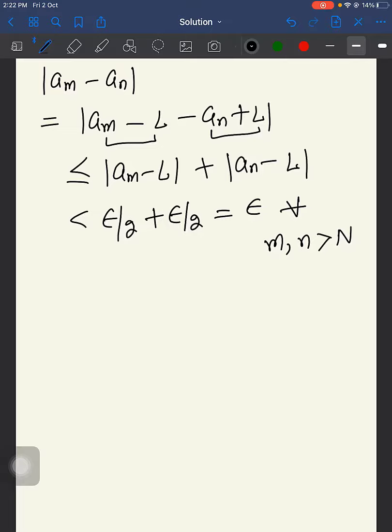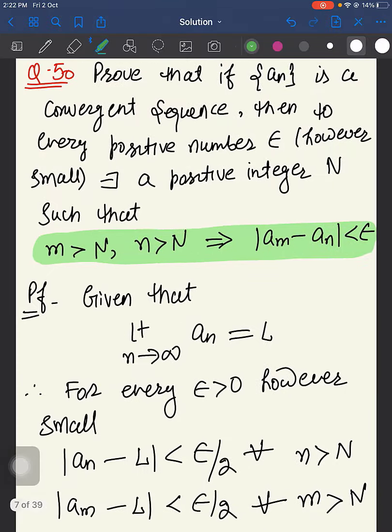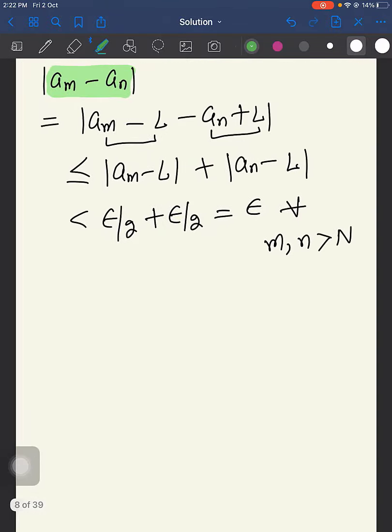Now we must understand the underlying meaning of this. Basically this means that if you go to the tail of the sequence, and pick any two terms after a certain cutoff, say N, then the difference between these two terms can be made as small as we want. Let us understand this whole thing with the help of an example.